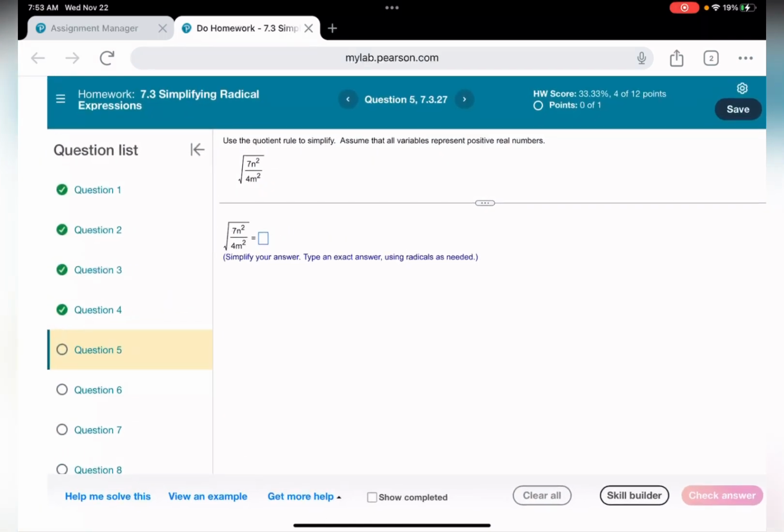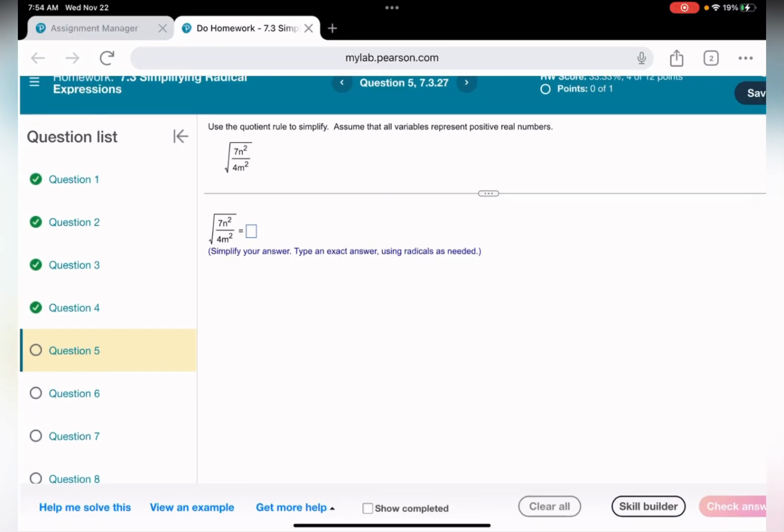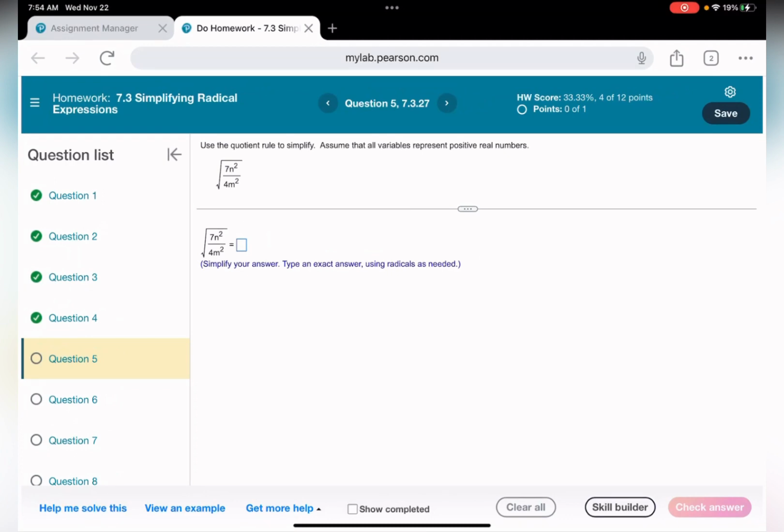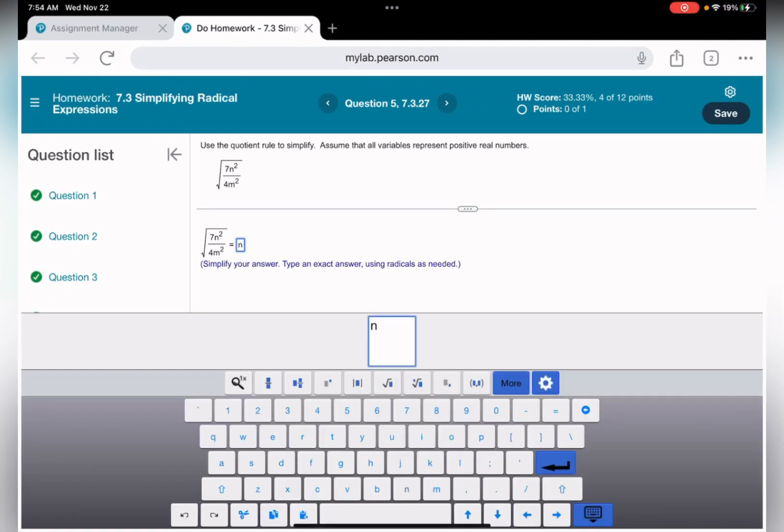Next one, 7 square root 7n squared divided by 4m squared. Okay, out of the square root of n squared, n comes out. Square root 7 stays the same because nothing comes out of square root 7. And we divide by 4m squared. Square root of 4 is 2. Square root of m squared is m.